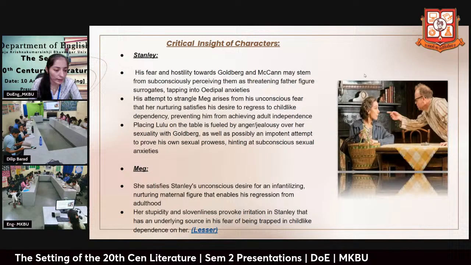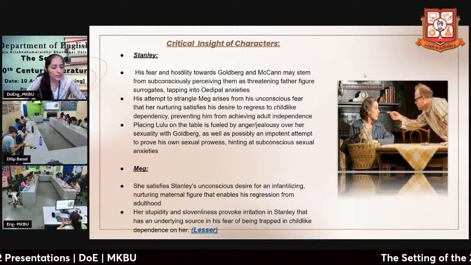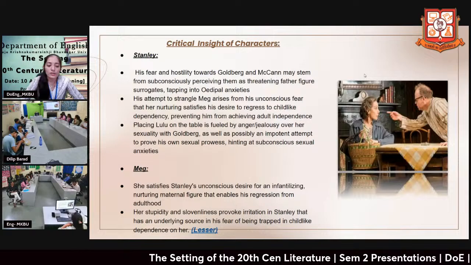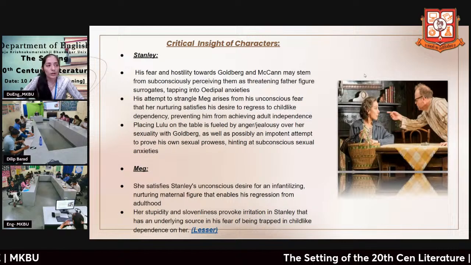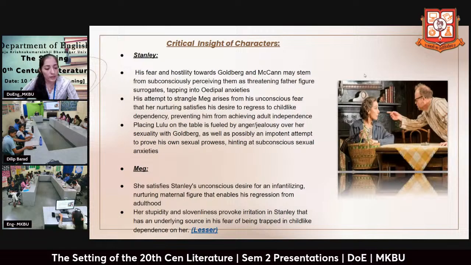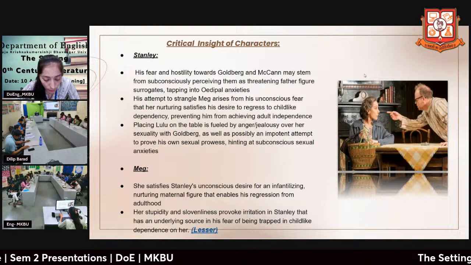Next is Meg. She satisfies Stanley's unconscious desire for an infantilizing, nurturing maternal figure, which enables his regression from adulthood. Her stupidity and sloppiness provoke irritation in Stanley, an underlying source of his fear of being trapped in childlike dependence. From Stanley's perspective, he fears that he might depend on Meg for everything, and that is why he sometimes behaves rudely towards her. This is taken from Simone O. Lester's article, Reflections on Pinter's The Birthday Party.